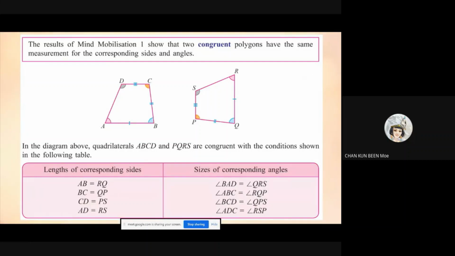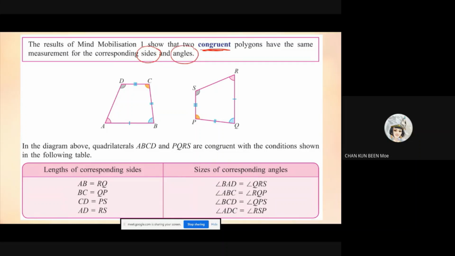The results of mind mobilization. So I didn't go through the mind mobilization. You can look at your book. I just go directly to the conclusion. So it shows that 2 congruent polygons have the same measurement for the corresponding sides and angles. Meaning that if you have polygons that are congruent, they will have the same measurement of the corresponding sides and angles.